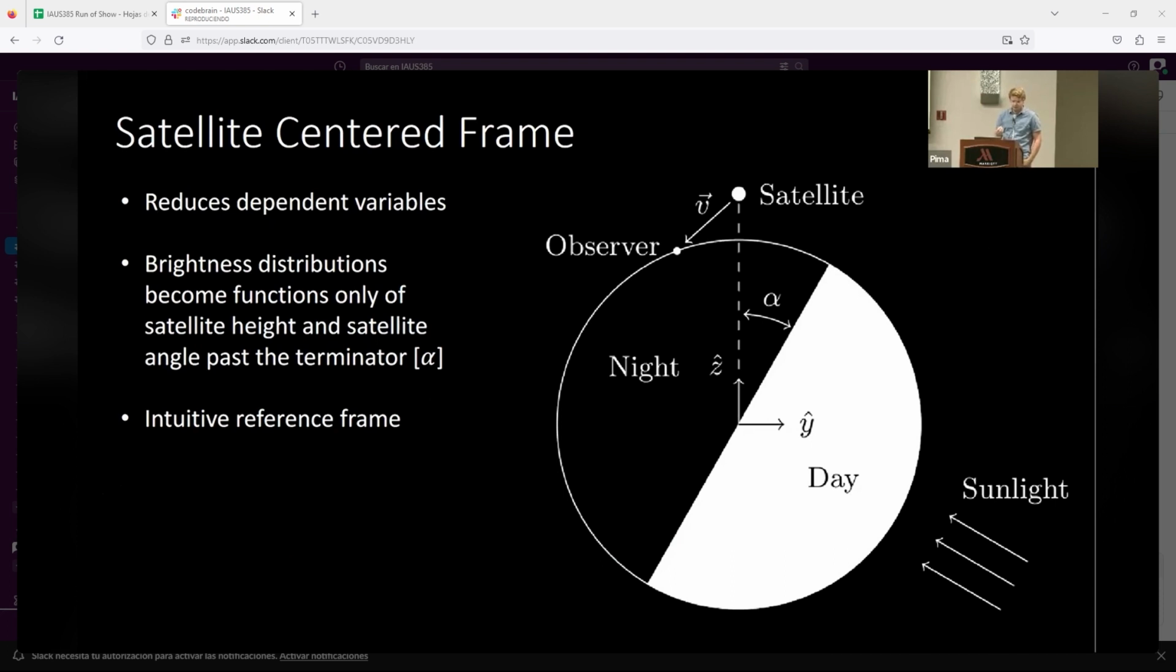satellite brightness. Let's see. Is that better, Tony?